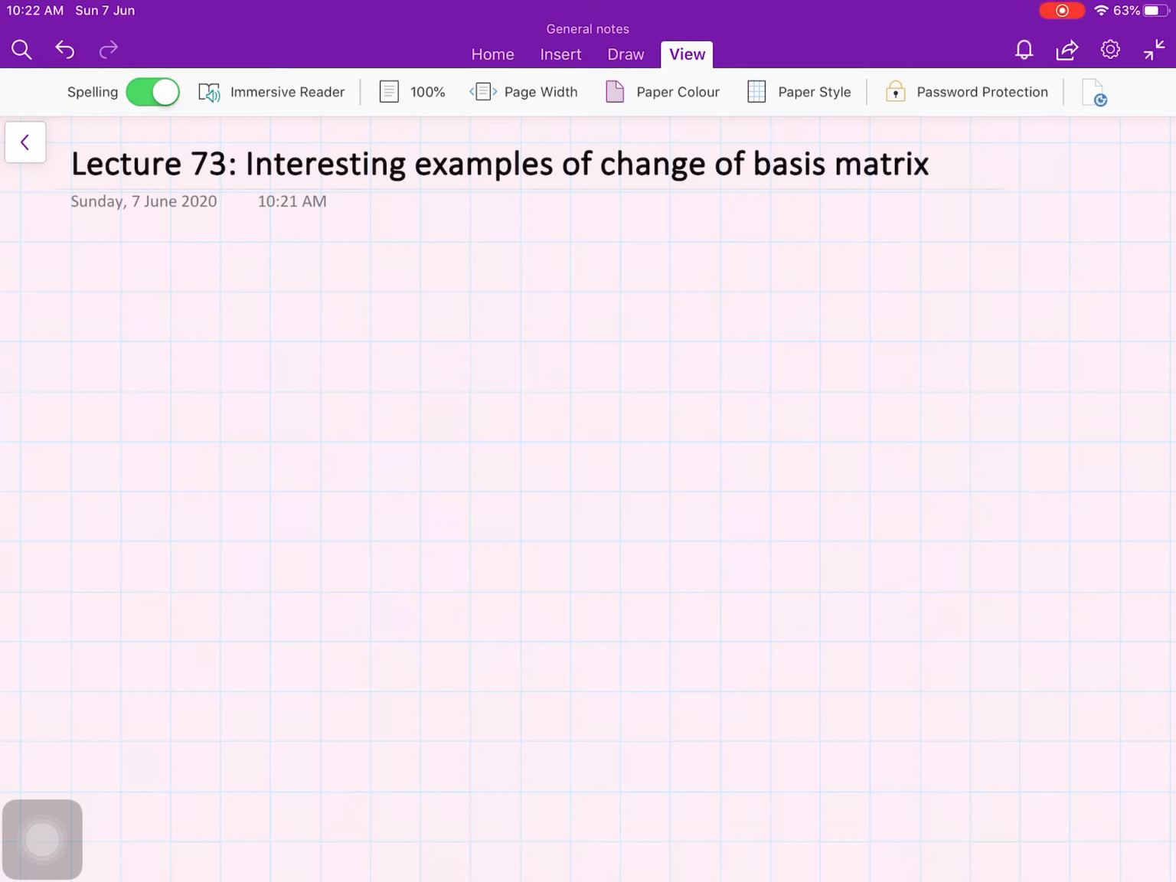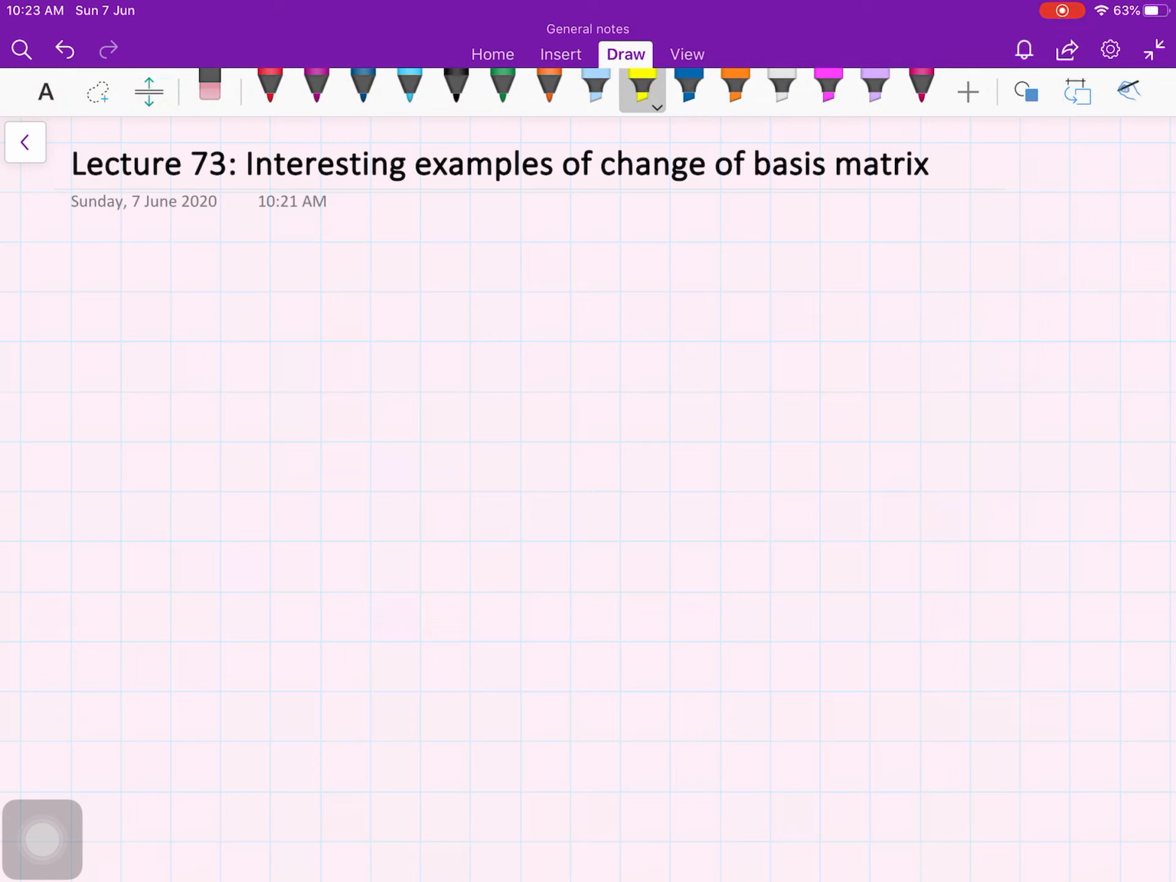Hello everybody, welcome to this next video on linear algebra. In this video, we will look at some interesting examples of change of basis matrix, and we will also try to understand what this matrix physically does. So this is the topic, interesting examples of change of basis matrix. So let us see what we have done till now.